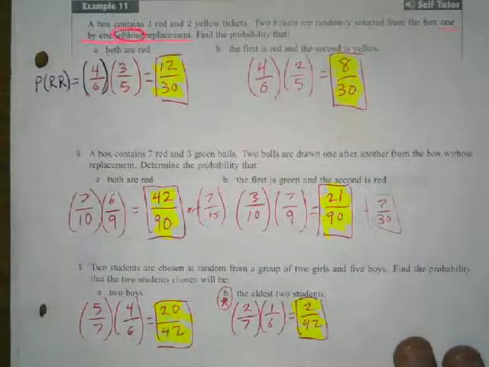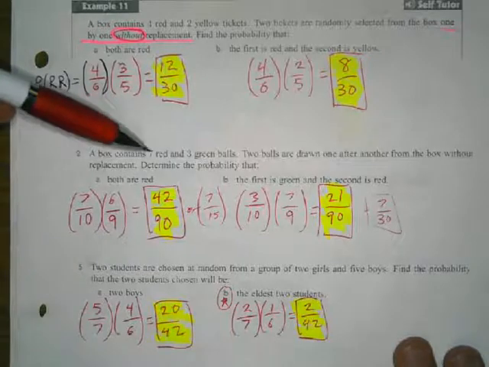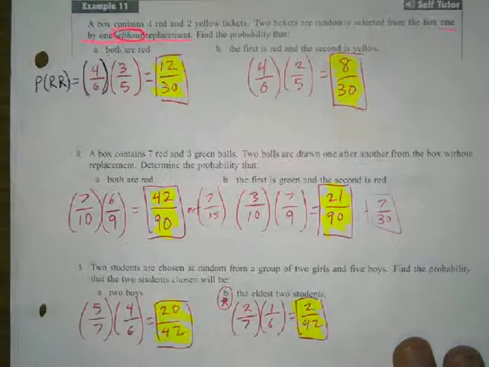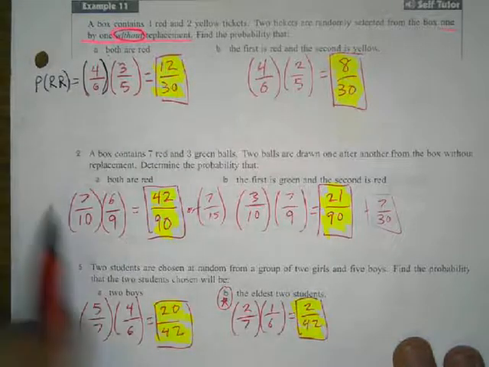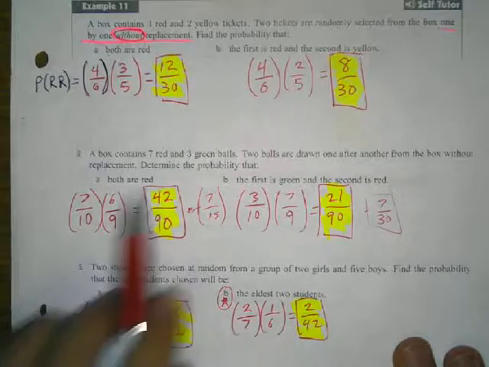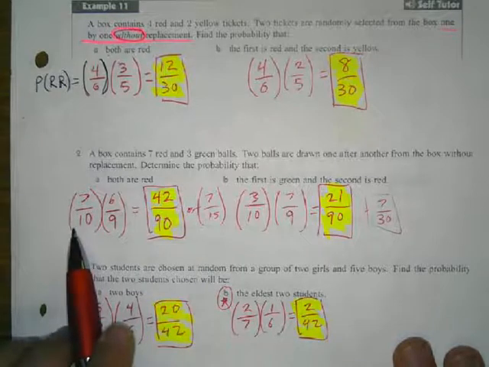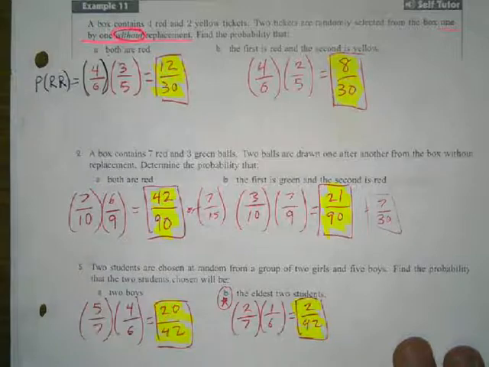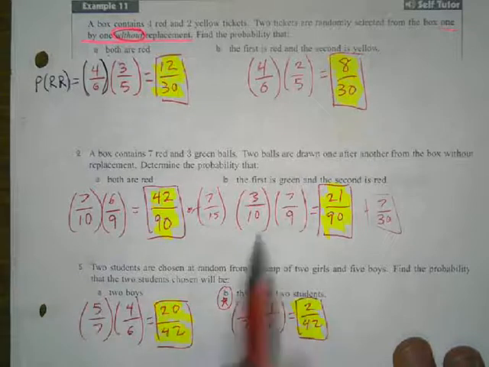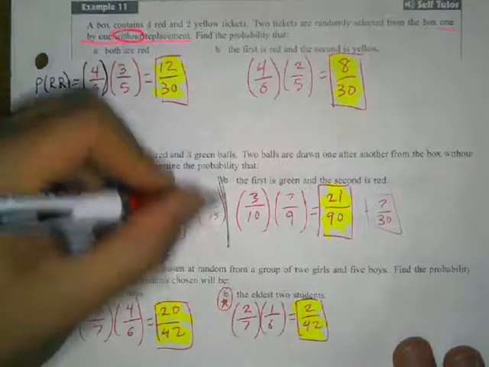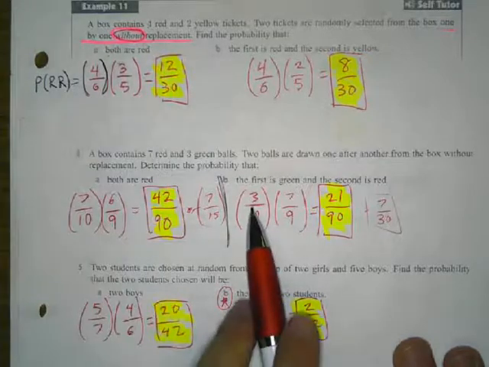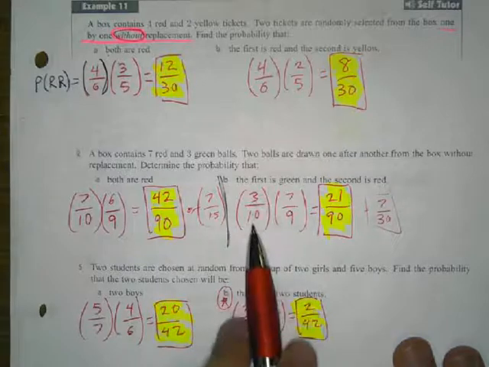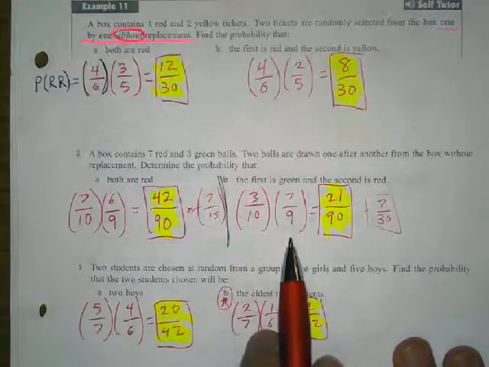Then I've got a box that contains 4 red balls and 3 green balls, and 2 balls are taken out without replacement. The probability that they're both red: we start off with 7/10. Now we've taken a ball out, so it's times 6/9. For first one green, second one red, it's 3/10 and then 7/9.